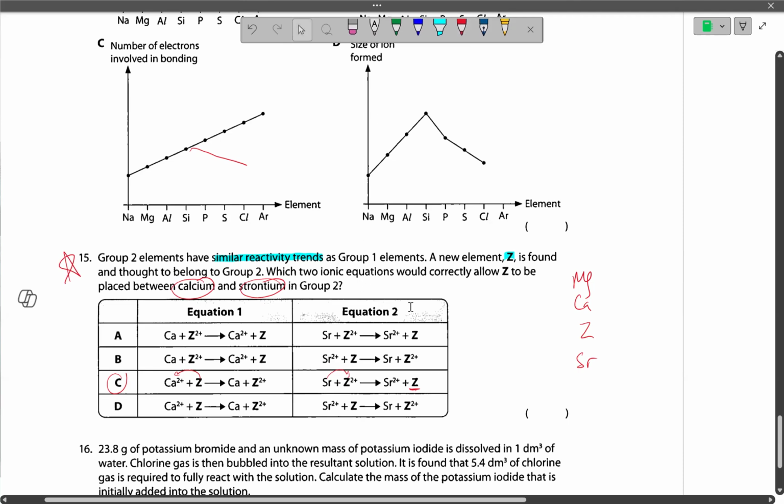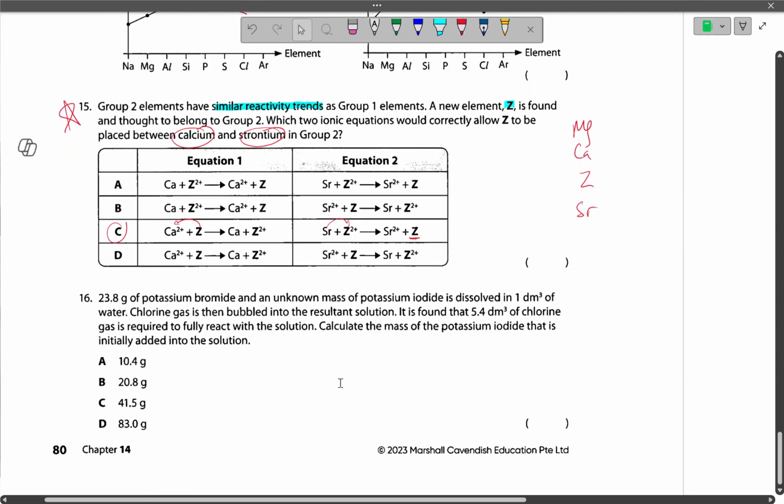All right. Let's move to the next one. Oh, this needs calculation. Okay, 23.8 gram of potassium bromide and an unknown mass of potassium iodide is dissolved in this. Chlorine is bubbled into the solution and found that... Okay, I have two displacement reactions inside here. Let me write the equation.